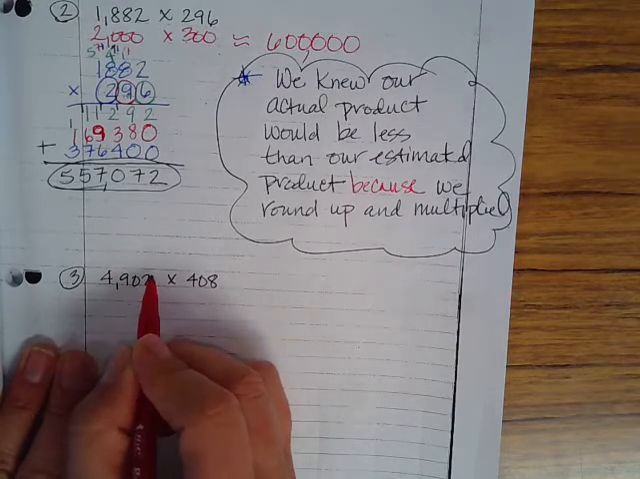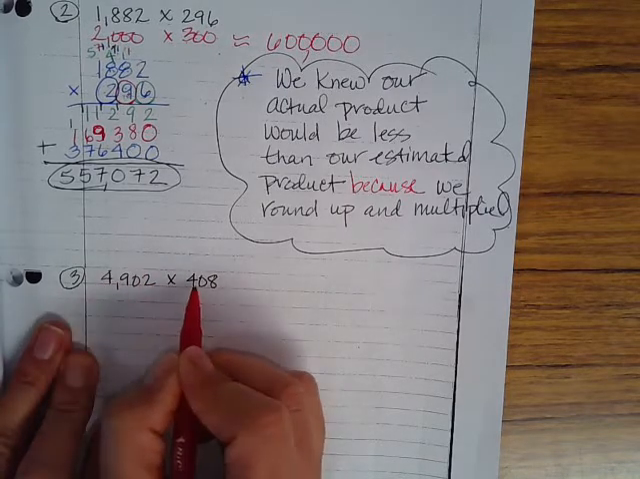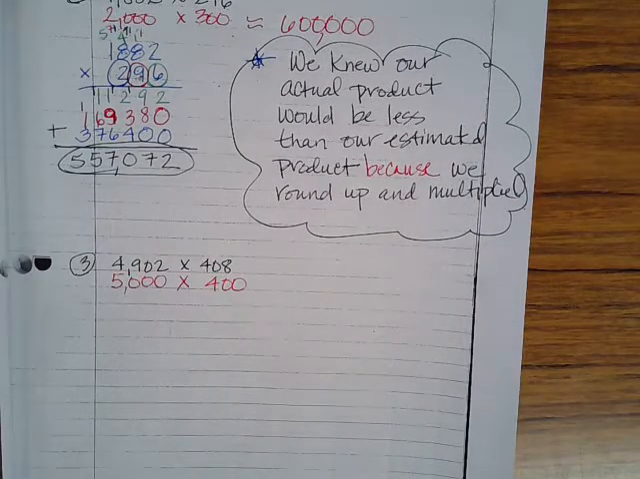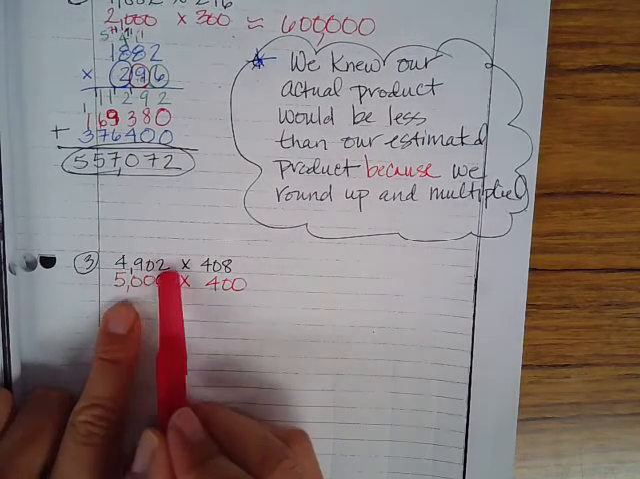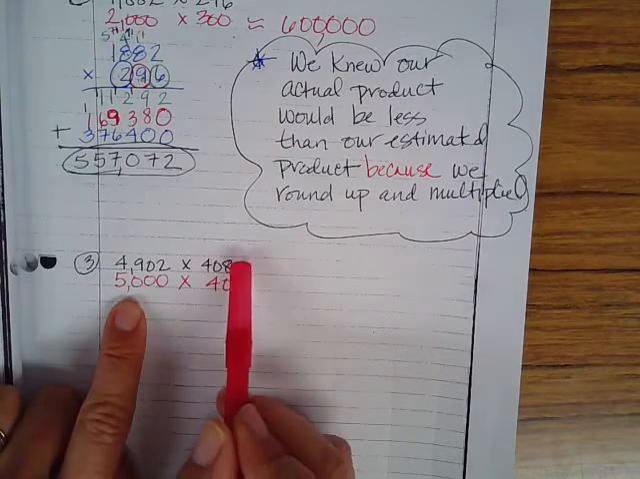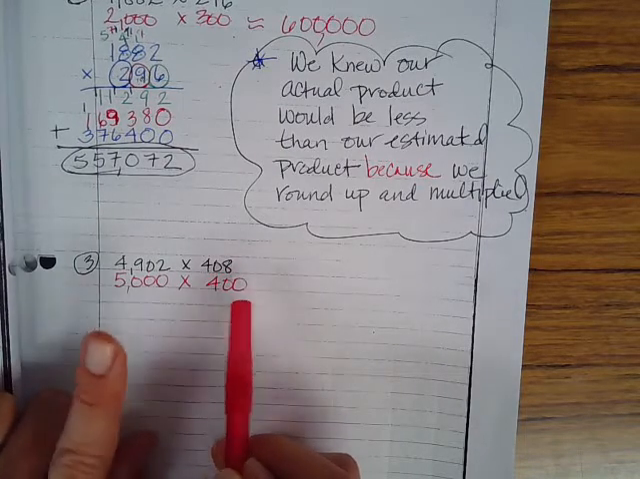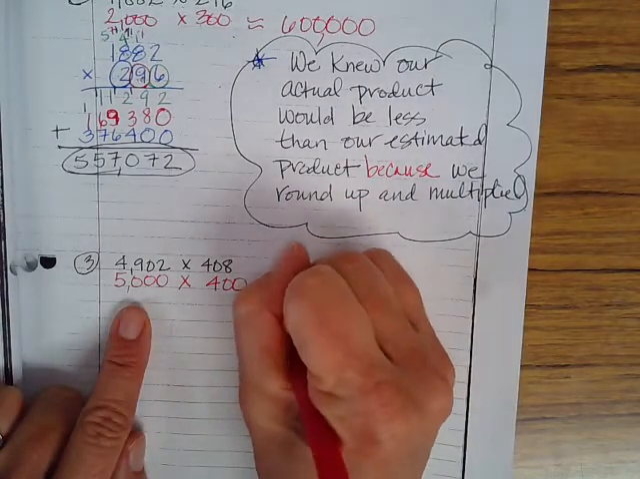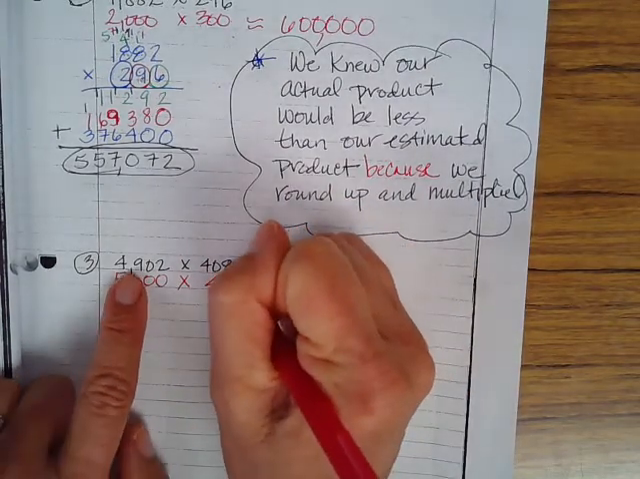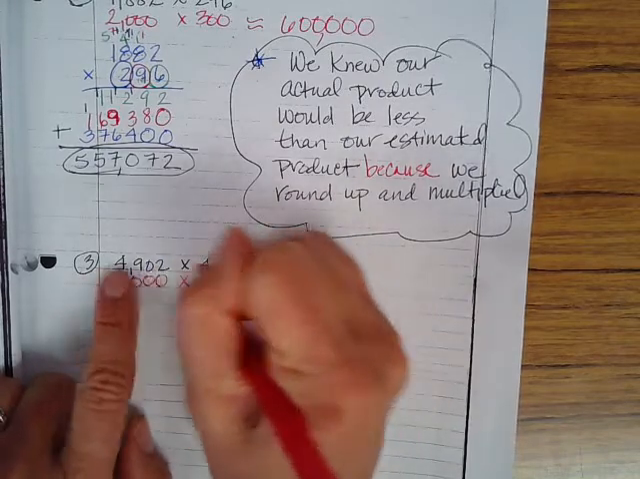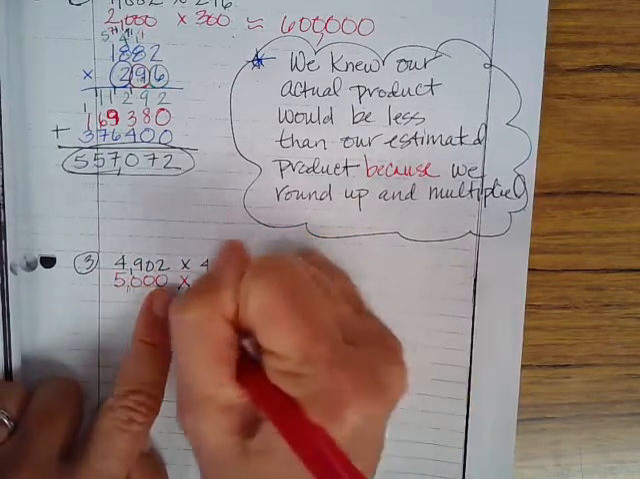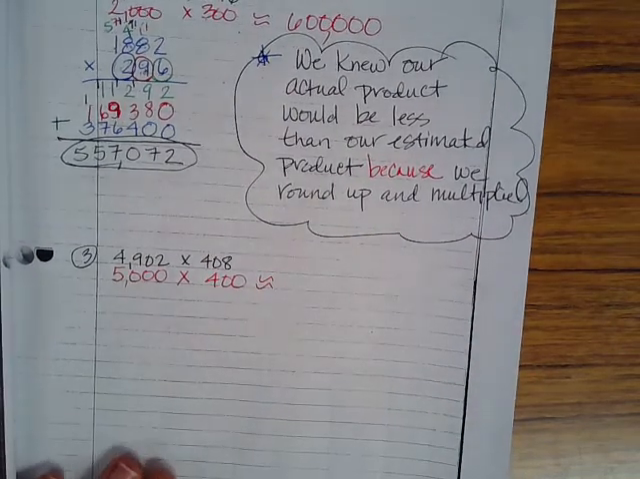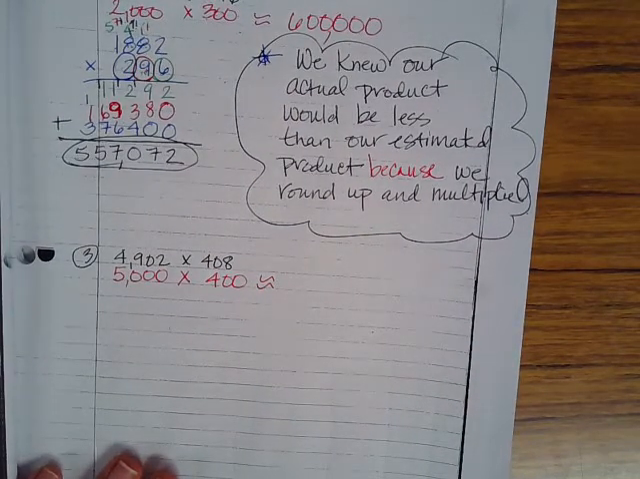4,902. What should we round that number to? And what should we round 408 to? Can someone help me? So definitely we would round 4,902 to 5,000 and 408 to 400. Now, the question is, when we round, how is that going to affect our actual answer? Will this be close to it or farther apart from it? That's what we need to think about as we go through this problem.